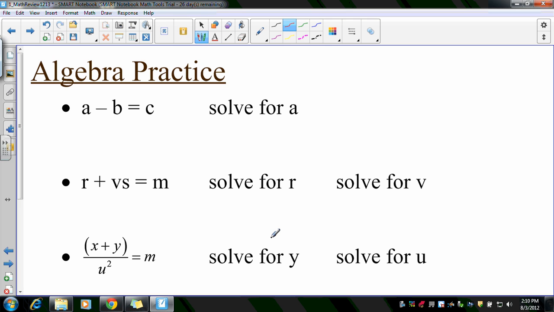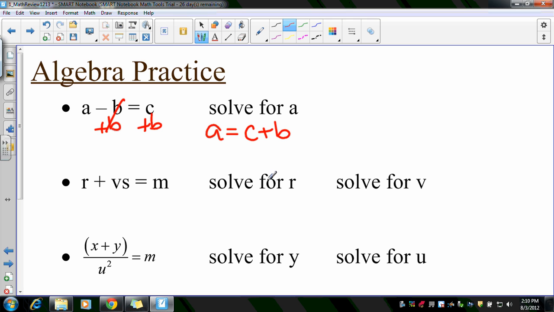All right, so just a couple more examples to make sure we're good to go. Solve for a. So a minus b is c, so we're subtracting, so we're going to do the opposite. Addition, so we're going to add b to both sides, cancels out here. We have a equals c plus b.